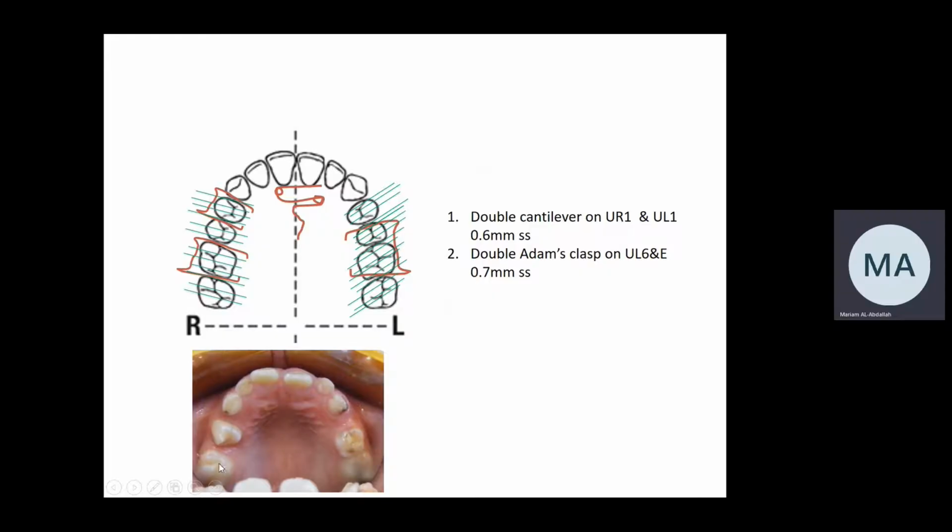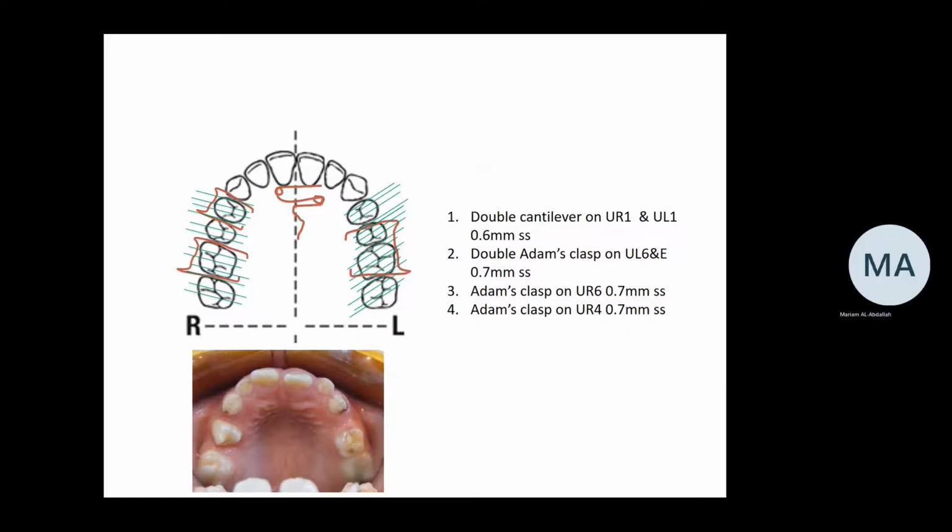And then Adams on the upper right 6, 0.7 millimeter stainless steel wire, and another Adam. Oh, sorry, there were 1, 2, 3. Oh, yes, this is enough. And then we can use another Adam on the upper right 4 of 0.6 millimeter stainless steel wire. And of course, because the teeth are in crossbite and the occlusion will prevent their movement, it's important to go for posterior bite plane.